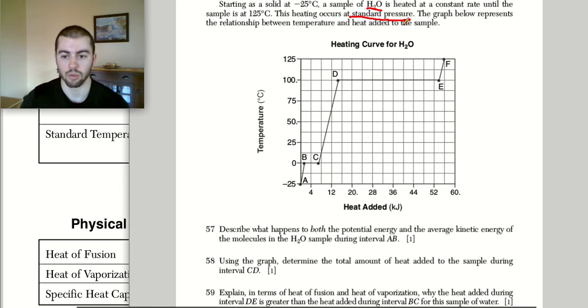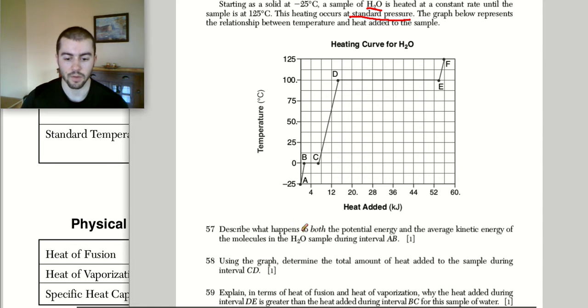So a couple of things here that are important to note. We're at standard pressure here, so we can tell based on the boiling and melting point of water that standard pressure is what we're at. And the units on our axes here, we have temperature and heat on the x-axis. So this is really just a standard heating curve.